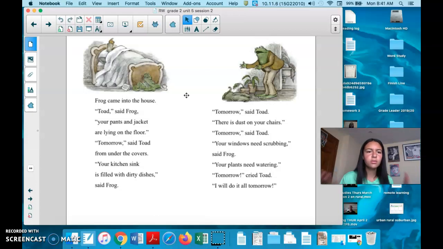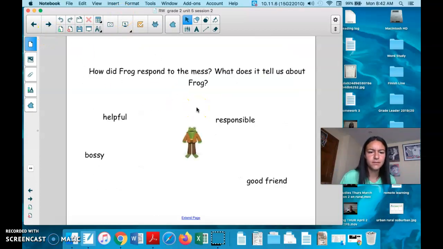Well, Frog came in the house and told Toad, this is a mess, this is a mess. So this makes me think, Frog is helpful. He's trying to tell Toad, your stuff's a mess. He's a good friend. He's trying to look out for him. He's responsible. He wants to help fix it. And he could be a little bit bossy because he's not fixing it for Toad. He's telling him, your dishes are in the sink. There's dust everywhere.